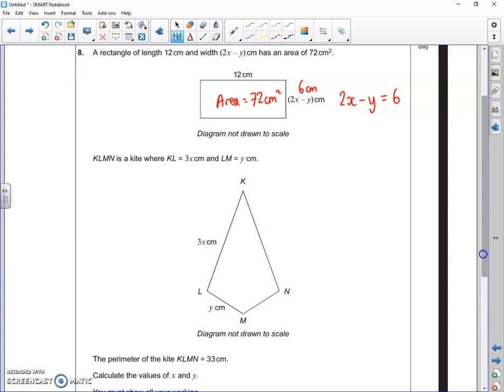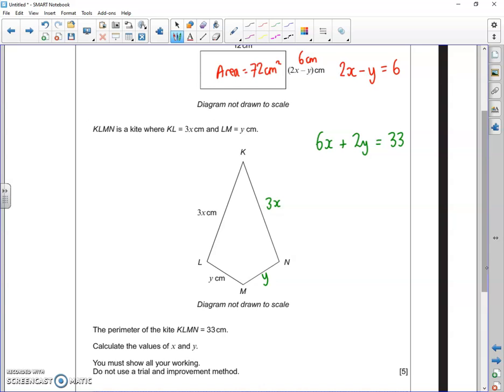Okay, for our kite, we're told the perimeter. Perimeter is when you work all the way around the shape adding up the sides, so that's another 3x, that's a y, because the kite is symmetrical. And from there, if you work your way around adding up all of the sides, you get that 6x plus 2y equals 33. We were told the 33 in the question.